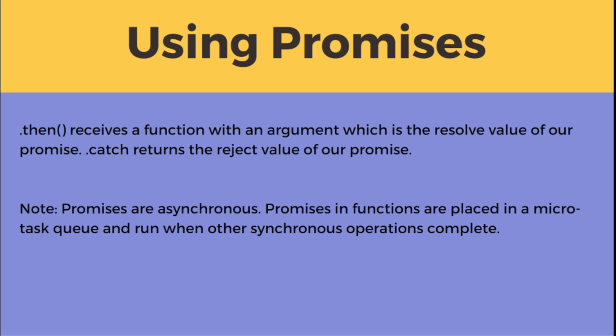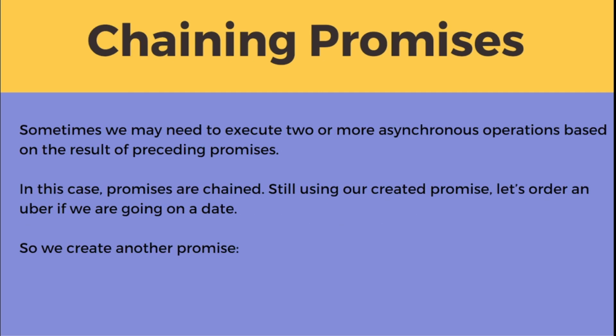Now let's note that promises are asynchronous, and promises in functions are placed in a microtask queue and run when other asynchronous operations complete. Sometimes we may need to execute two or more asynchronous operations based on the result of a preceding promise. In this case, promises are chained. Now, still using our created promise, let's order an Uber if we're going on a date.